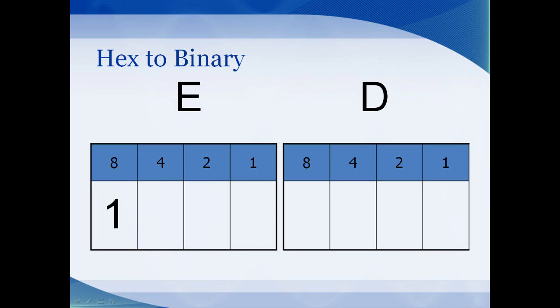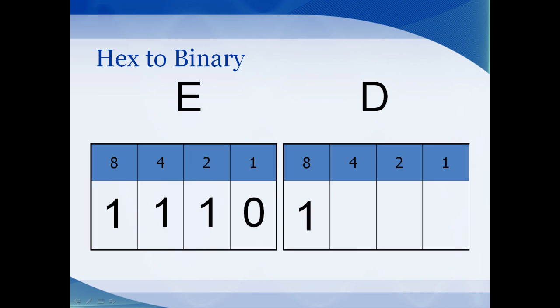We're left with 6. 6 is greater than 4, so we add another 1 in the 4's place, and we're left with 2 left over. That means since 2 is equal to 2, we're going to put a 1 there in the 2's place, and then we're left with 0, so there's just going to be a 0 in the 1's place. All right, now for the D side. D is 13. 13 is greater than 8, so we're going to put a 1 there.